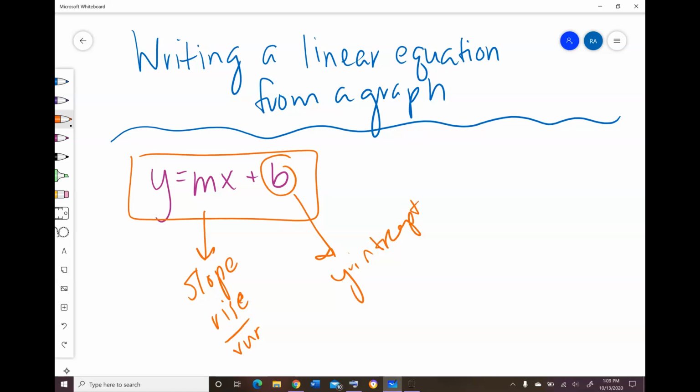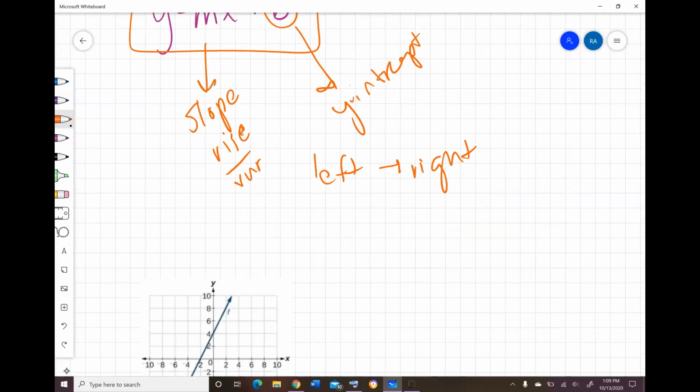Now remember, slope is from left to right, okay? So when you rise, if you fall, it's a negative slope. If you rise, then it's going to be a positive slope, okay? So let's do the first example.